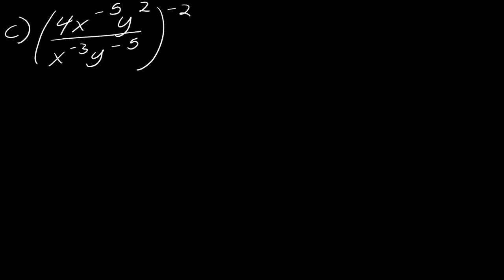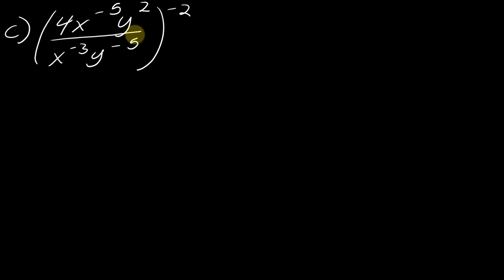Okay, so now moving on to C. So the big thing I push for when you see problems like this, take stock of what's going on. 4x to the negative 5th, y squared over x to the negative 3rd, y to the negative 5th, all of that to the negative 2nd. Okay, so the thing to notice here is that there are things you can simplify in the parentheses before anything else.